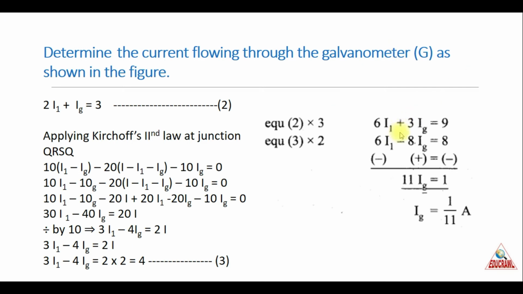So you get 6I1 + 3Ig = 9 and 6I1 - 8Ig = 8. Subtracting the above two equations, you get the answer as 11Ig = 1. Hence Ig = 1/11 ampere.